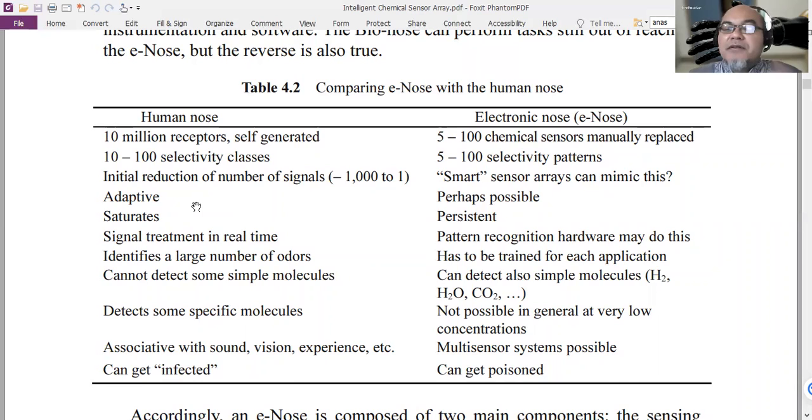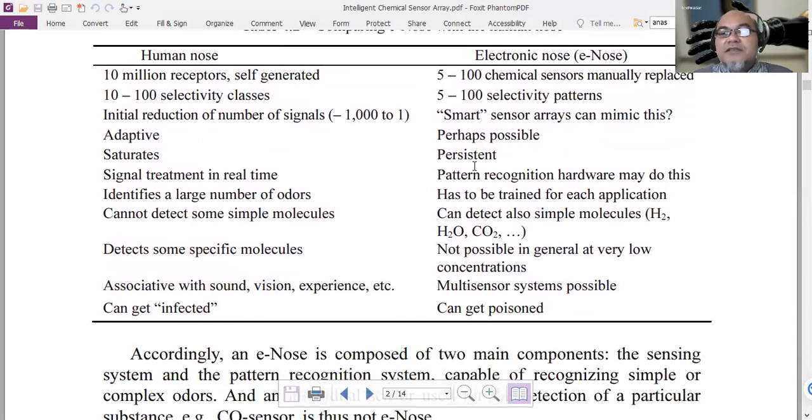Similar to when people put on clothes, they feel the touching. But after a while, they forget that the cloth is actually there. So this is saturation in the sensor signal. While in an electronic nose, it is usually persistent. It will give a constant signal.